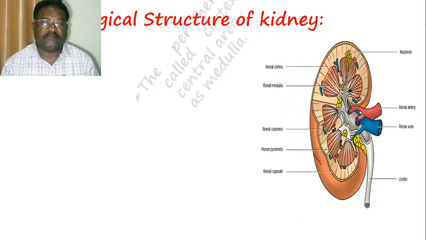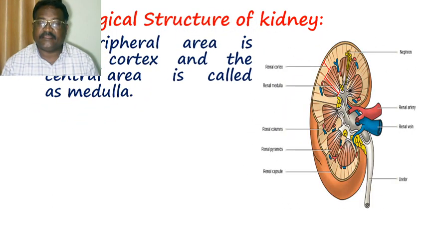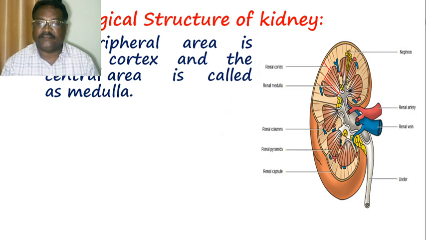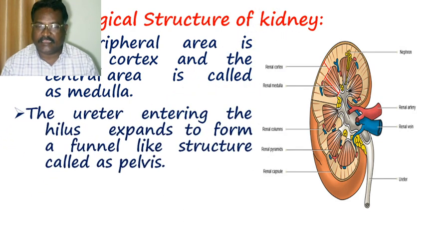First of all, the peripheral area is called the cortex and the central area is called the medulla. So the kidney has two distinct parts, called the cortex and the medulla. The peripheral area of the kidney is called the cortex, and the middle or central area is called the medulla.